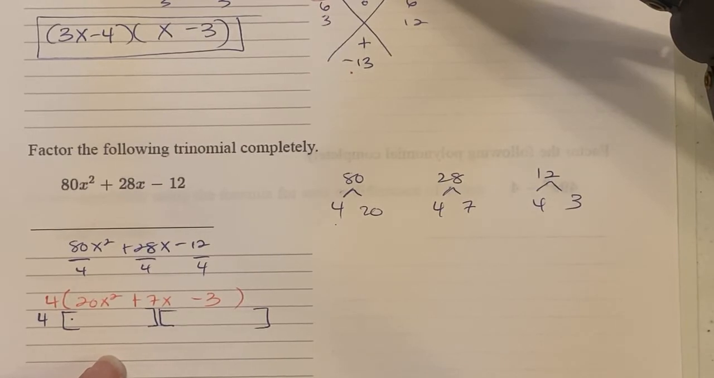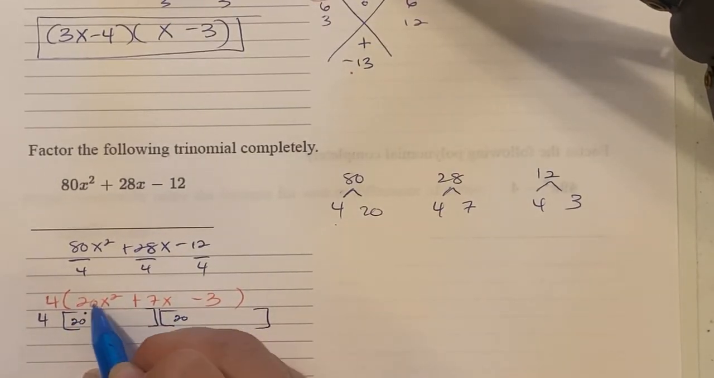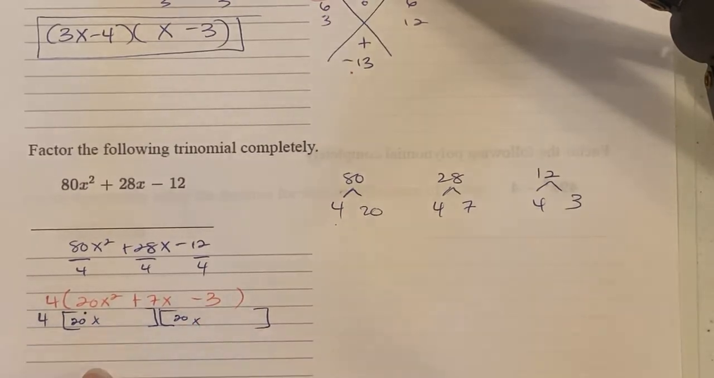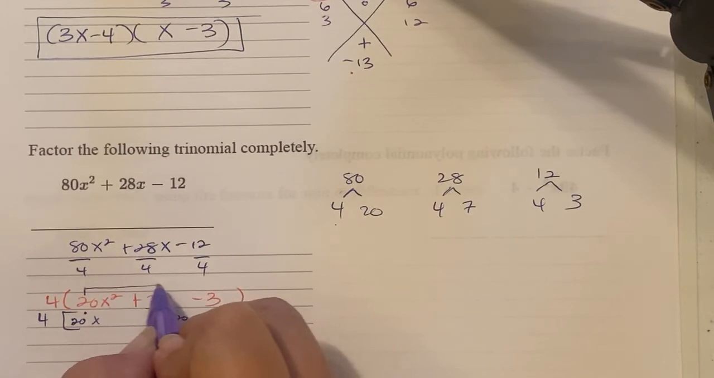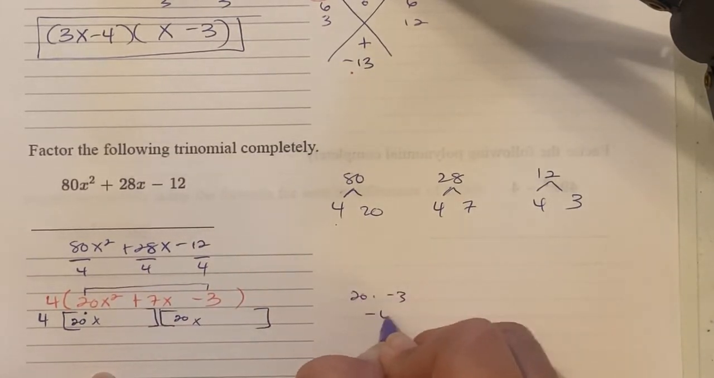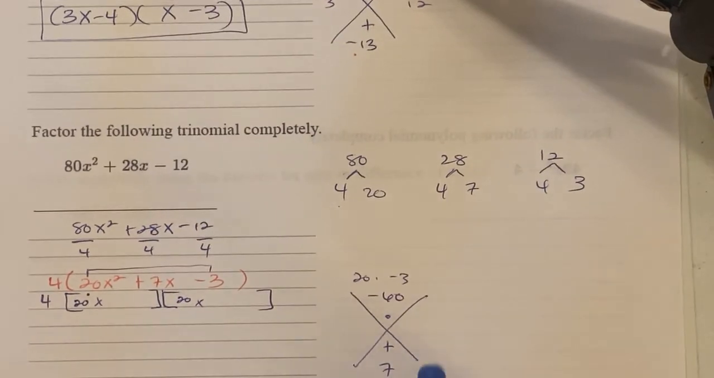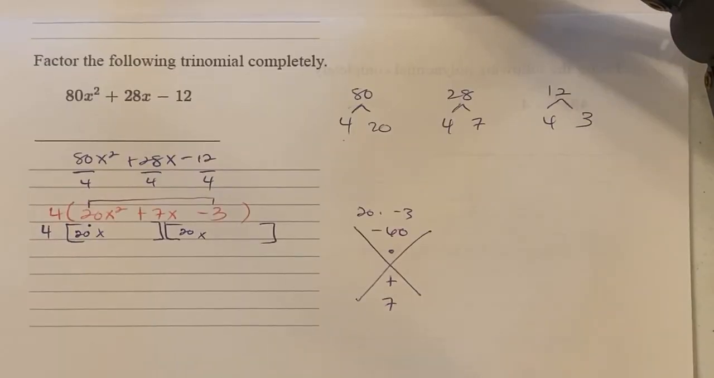So remember the rules. It's the first coefficient, so it's 20. So I'm going to write a 20 for both and split the x's. Step 2 was the first term times the last term. So 20 times your negative 3, that's negative 60. It has to add to a positive 7. So factors that multiply to 60 add to 7.